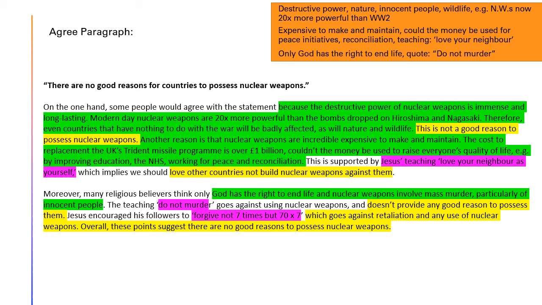Overall, it's a good summary sentence to include at the end of a list of points. These points suggest there are no good reasons to possess nuclear weapons. You see how that links in with the question. So now we're going to have a look at our disagree points and how we'd write those ones up.